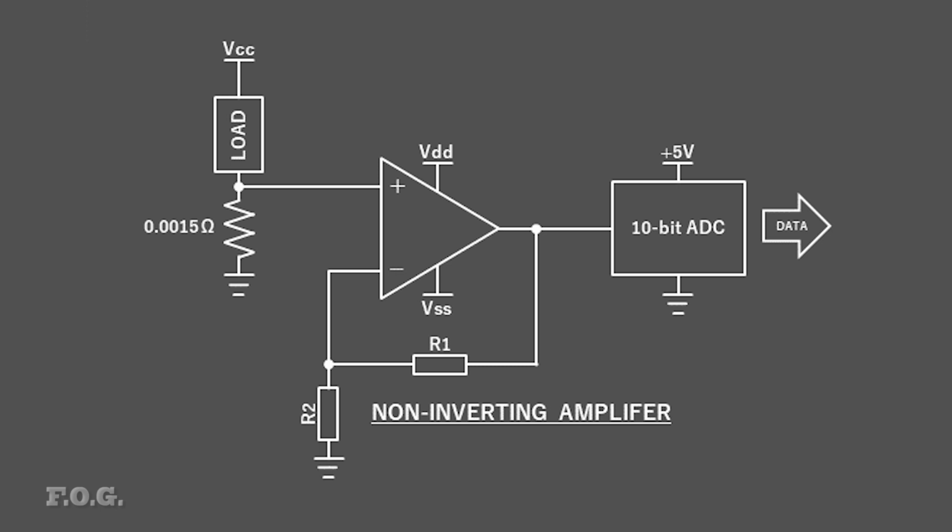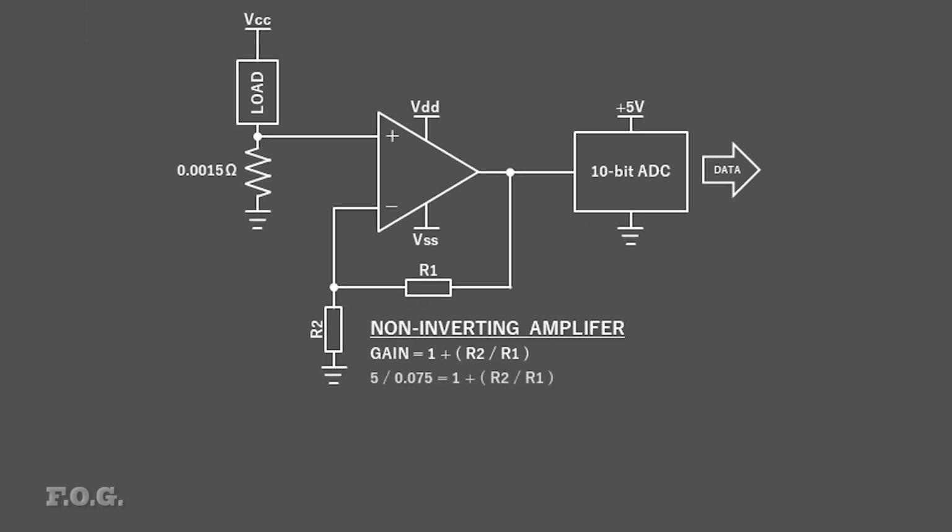The formula used to calculate the gain with this non-inverting amplifier is as shown here. And to get the gain factor, we simply divide the 5V ADC full scale range by the shunt's maximum drop of 75 millivolts. And that gives us a gain factor of 66.6 repeater. That number seems familiar, right? Anyway, this gain basically means that for every 10 amps, we will get 1 volt from the amplifier.